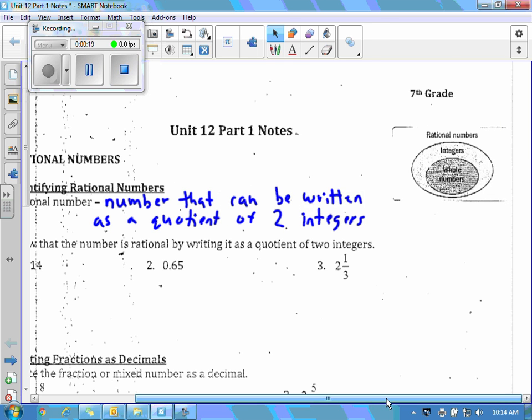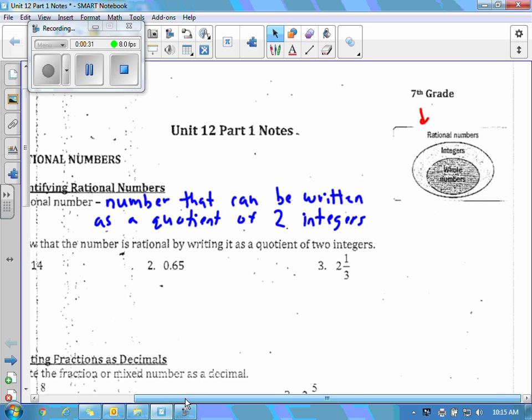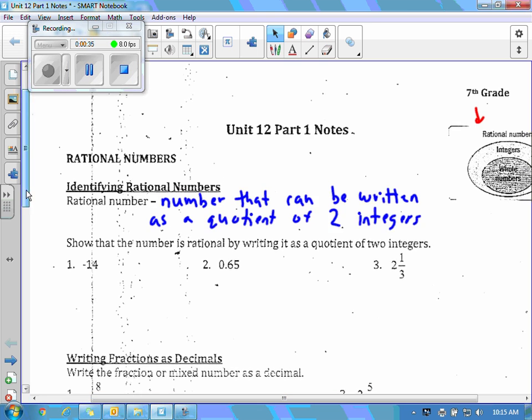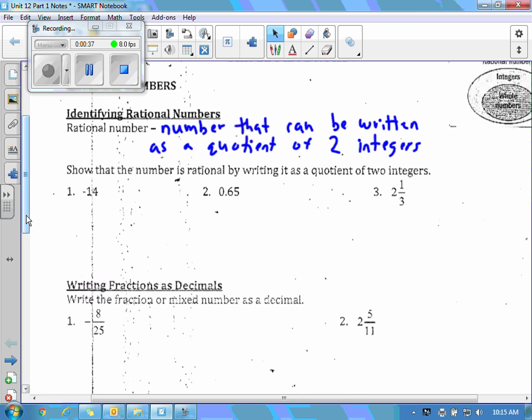If you look at this diagram over here, what we're saying is that rational numbers include integers and whole numbers. So whole numbers are the most specific, then integers, then rational numbers. A rational number is a number that can be written as a quotient of two integers. The first thing, and I apologize for this being a little bit blurry, says show that the number is rational by writing it as a quotient of two integers. So we're saying these are rational, we just need to prove it.